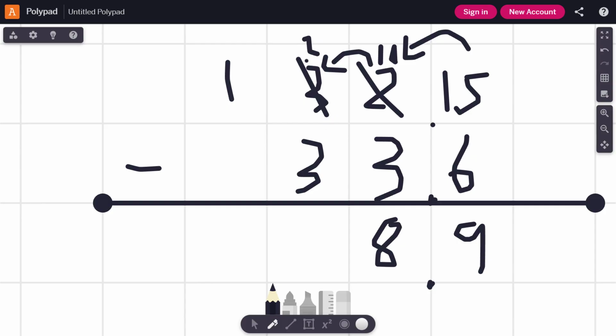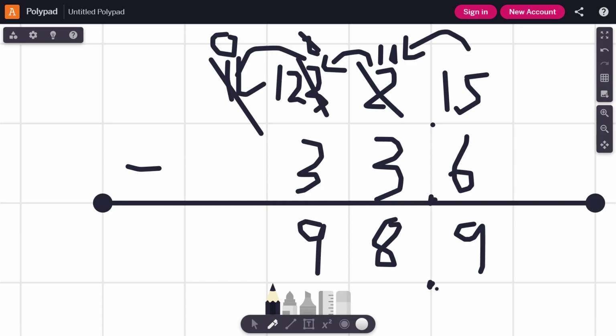Oh my god, I have to borrow again. Okay, this guy's gonna sacrifice himself. Now it becomes a 12. 12 minus 3 is 9. So the final result is 98.9. Again, line up the decimals. Way too important.